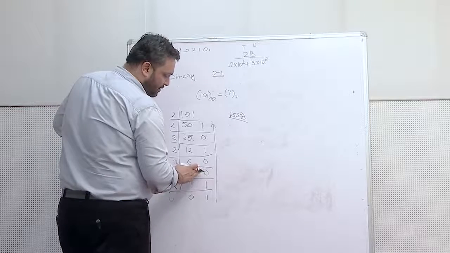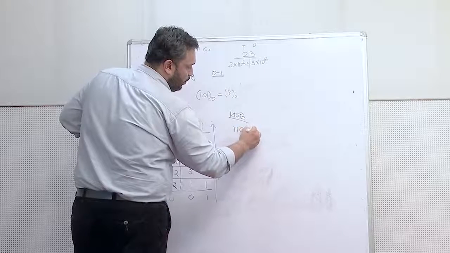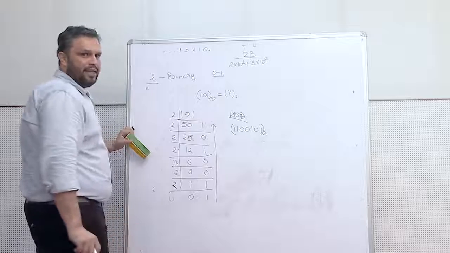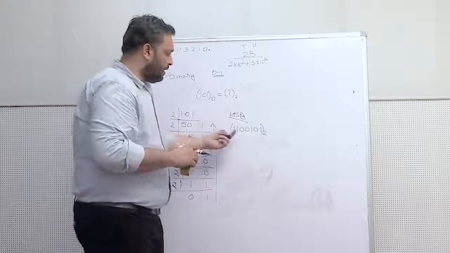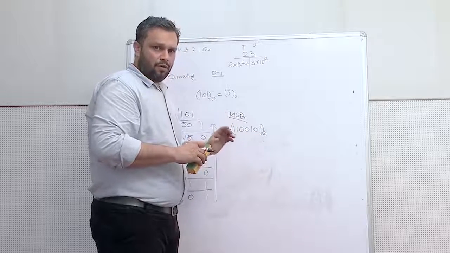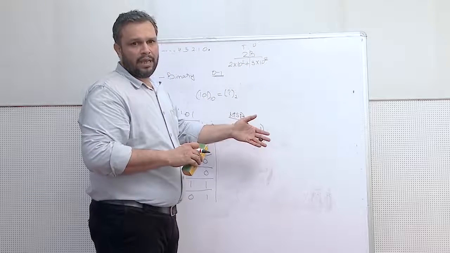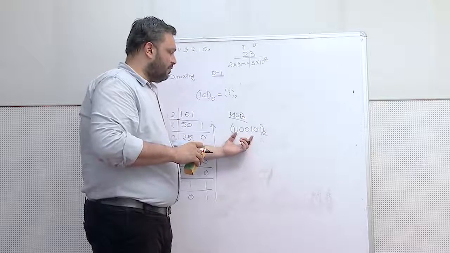So 1100101. This is my binary equivalent of 101 in decimal. Now, if I want to verify whether this particular calculation is correct or not, whether this process is right or wrong, again I have to apply the multiplication process to get the decimal equivalent of this binary pattern.